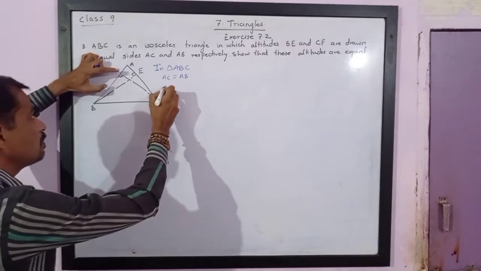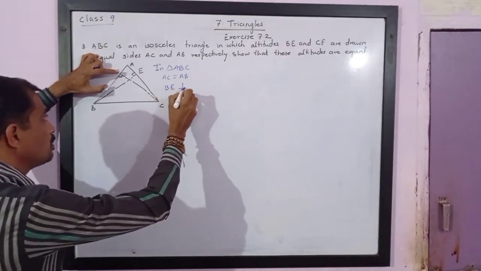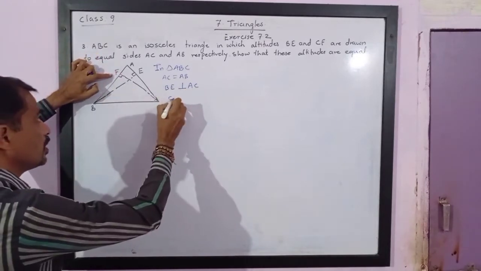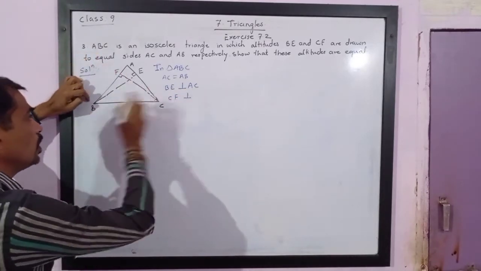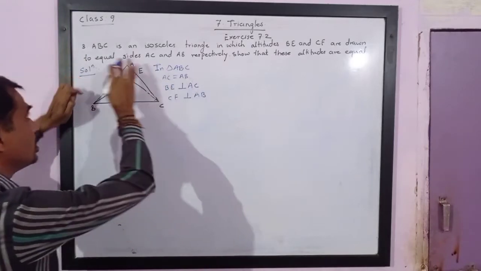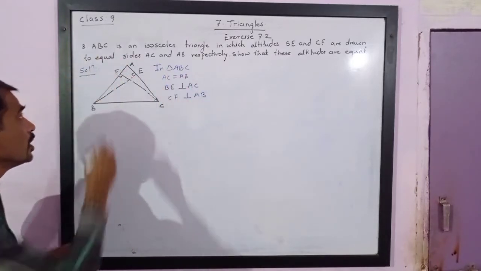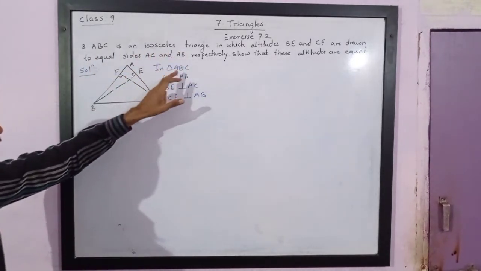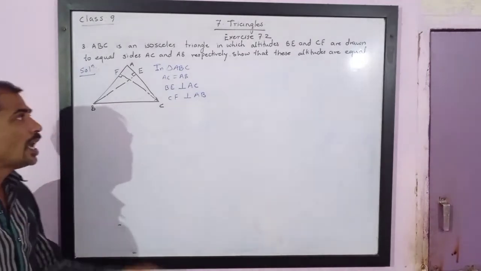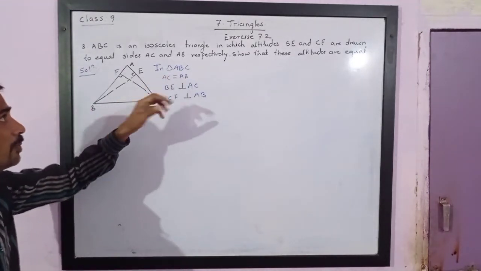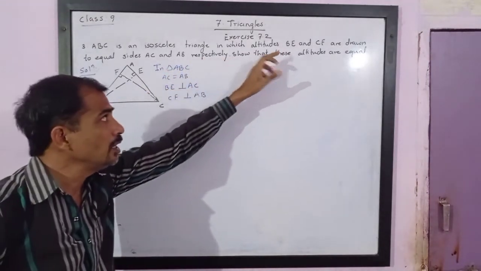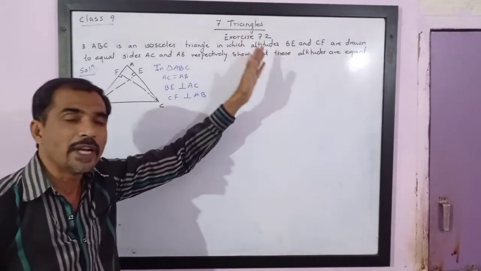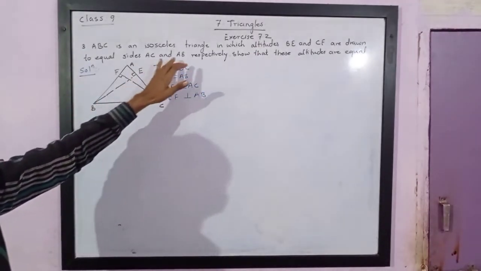So BE is perpendicular to AC and CF is perpendicular to AB. This is given. Please note this. Again I am reading: ABC is an isosceles triangle, which means two sides must be equal, and we are given AC is equal to AB. We are also given that BE and CF are altitudes. Altitude means they are perpendicular to the sides AC and AB respectively.